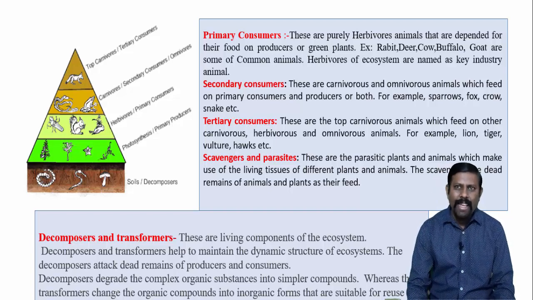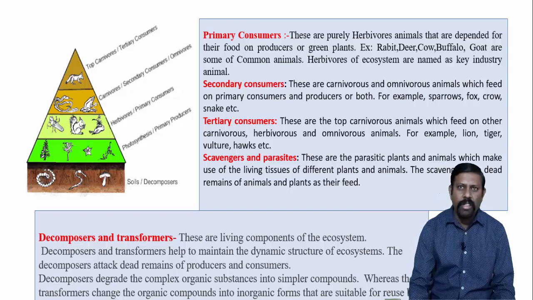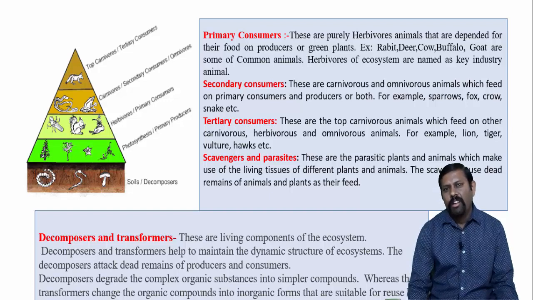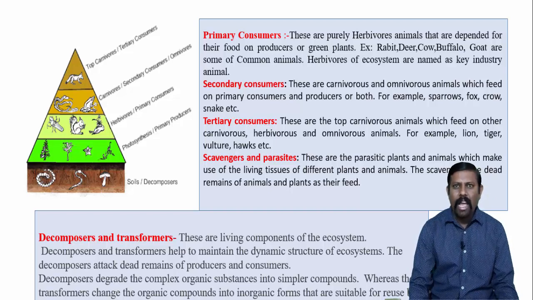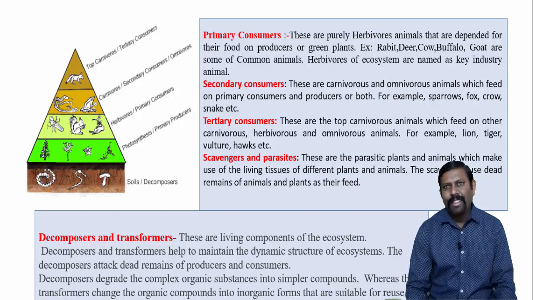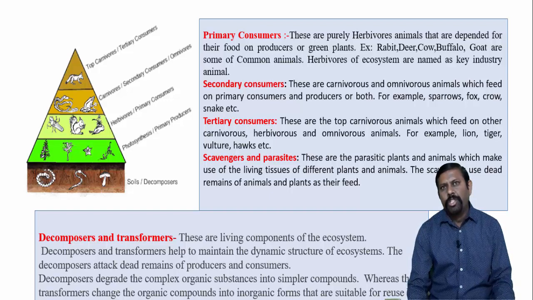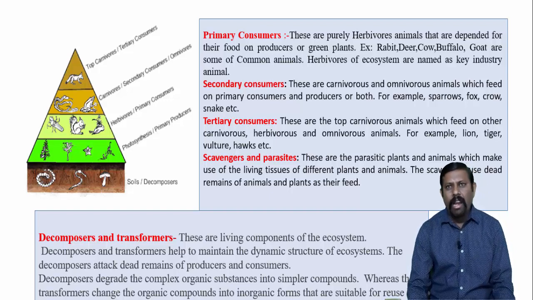Tertiary consumers are top carnivorous animals which feed on other carnivorous, herbivorous and omnivorous animals. For example, lion, tiger, vulture, hawk, etc. Scavengers and parasites: these are parasitic plants and animals which make use of the living tissues of different plants and animals. The scavengers use dead remains of animals and plants as their food.